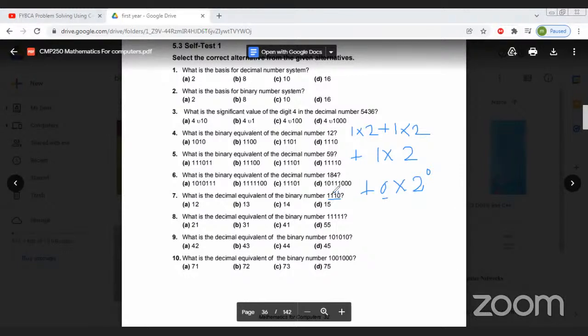Here it will be 2 raised to 0 power. Here it will be 2 raised to 1, 2 raised to 2 and 2 raised to 3. So 2 cubed is 8, plus 1 into 4 is 4, plus 2. 8 plus 2 is 10 and 10 plus 4 is 14. So your decimal equivalent number is 14. It's simple, right?